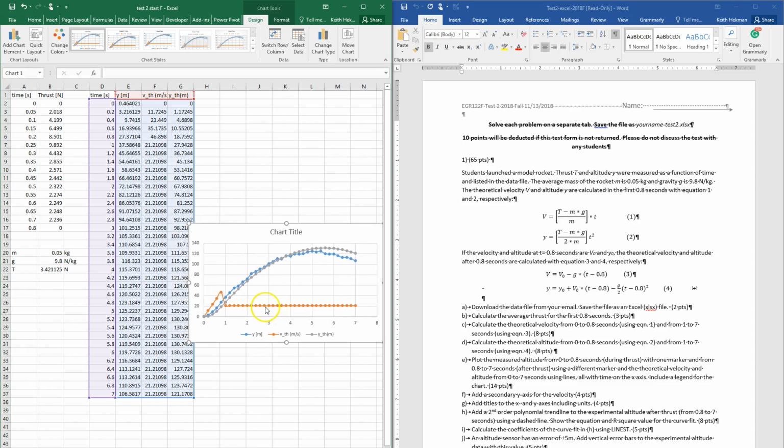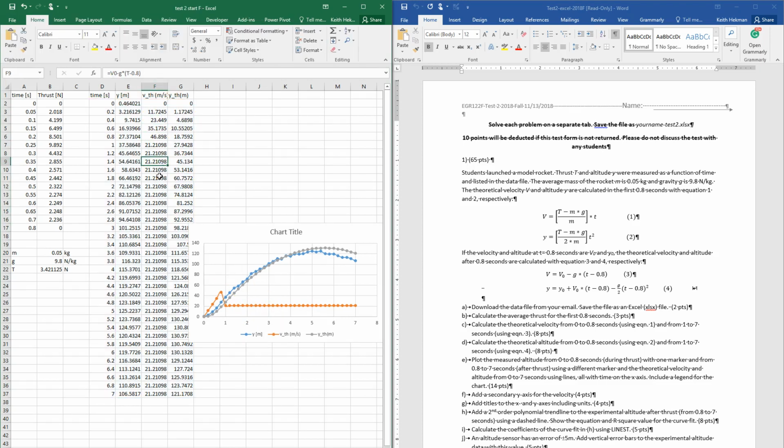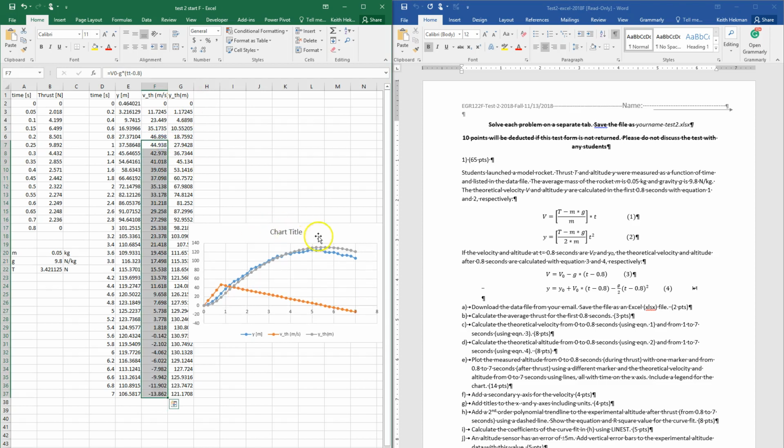And somehow our V doesn't look right. Oh, because I'm subtracting T rather than TT. Because the velocity should be going downwards because we should be decelerating because of gravity.